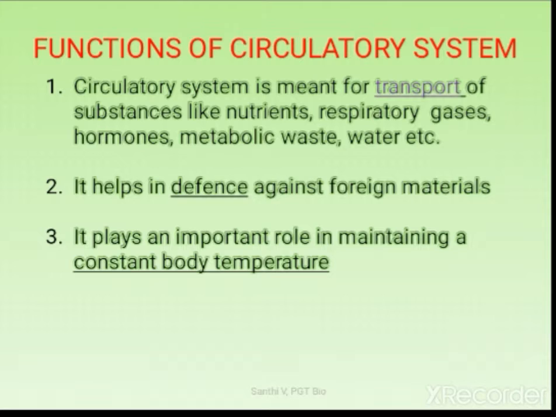The circulatory system is mainly meant for transport of substances: nutrients, respiratory gases, hormones, metabolic waste, and water. All are transported through the circulatory system. It helps in defense against foreign materials. If you have any infection, it is also helpful as a defense mechanism. It plays an important role in maintaining a constant body temperature throughout the body.